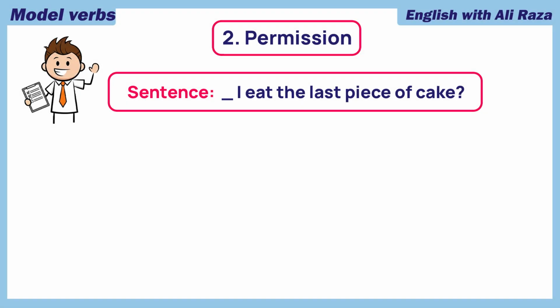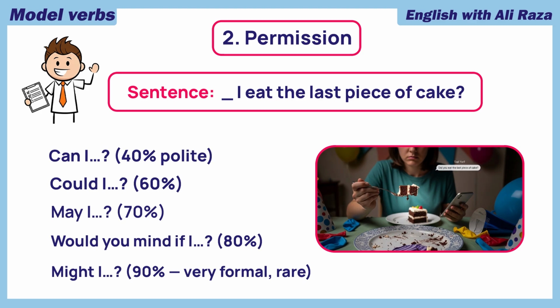2. Permission. Sentence. ___ I eat the last piece of cake? You can say, can I, 40% polite. Could I, 60%. May I, 70%. Would you mind if I, 80%. Might I, 90%. Very formal, rare.